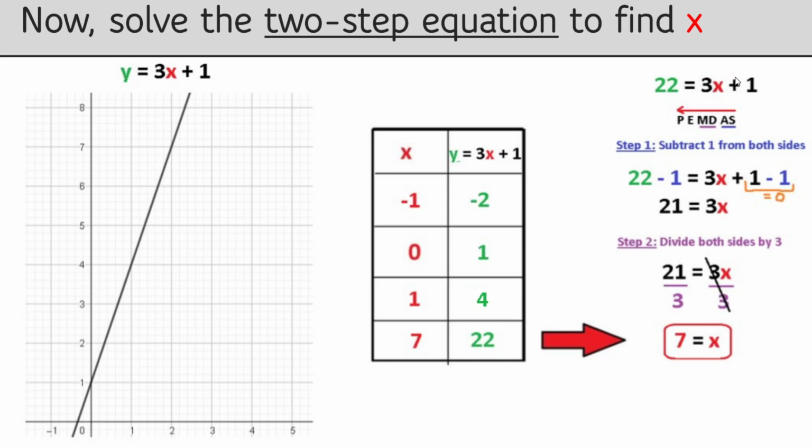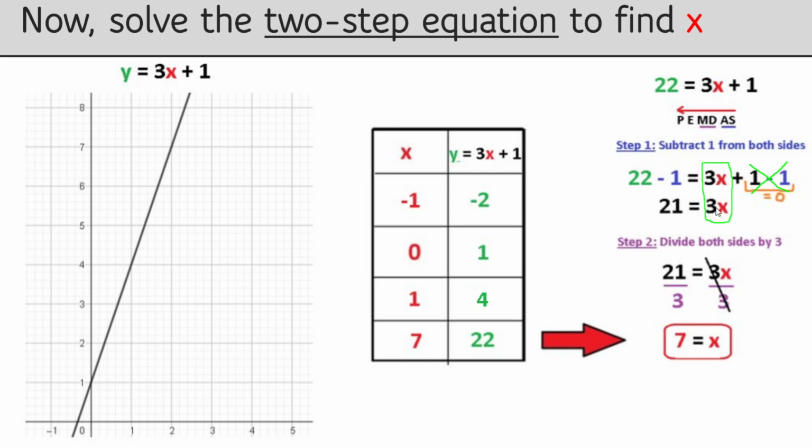So we're going to get rid of this 1 first. To get rid of this 1, you take the opposite of adding, which is subtracting. So our first step is subtracting 1 from both sides. So we do 22 minus 1 on the left, and then on the right we minus 1. But these cancel out, right? Because 1 minus 1 is just 0. So these go away. And that just leaves us with this on the right, 3x. And then on the left, well, 22 minus 1 is 21. So now we have 21 is equal to 3x.